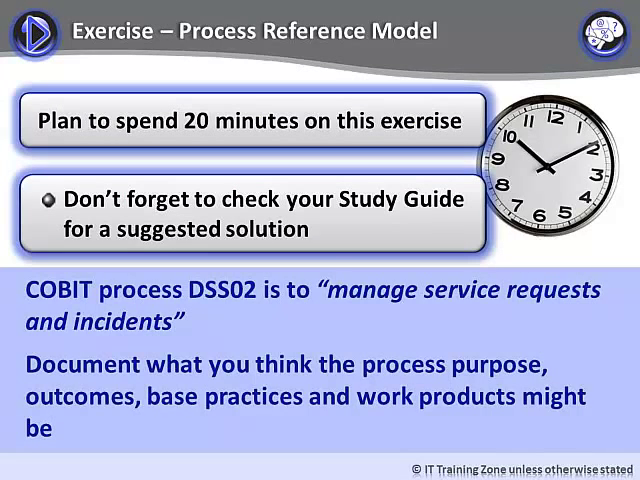Let's review these concepts with an exercise. Plan to spend 20 minutes on this exercise, and don't forget to check your study guide for a suggested solution. COBIT Process DSS-02 is to manage service requests and incidents. Document what you think the process purpose, outcomes, base practices, and work products might be. Don't forget, you can contact your tutor if you need to, or if you would like your exercise output reviewed.